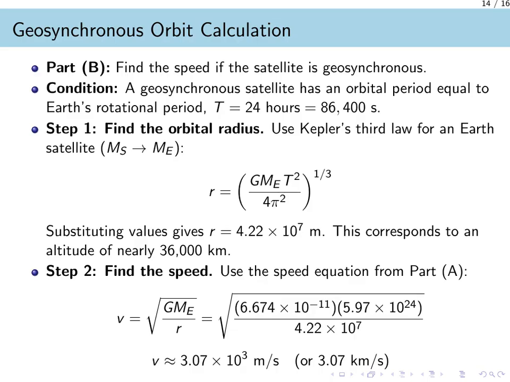Once we have this unique radius, we can perform our second step, calculating the speed. We simply use the orbital speed equation we found earlier, plugging in this specific radius. This gives us a required speed of about 3.07 times 10 to the power of 3 meters per second, or 3.07 kilometers per second. Therefore, a geosynchronous orbit requires both a very specific altitude and a precise corresponding speed.